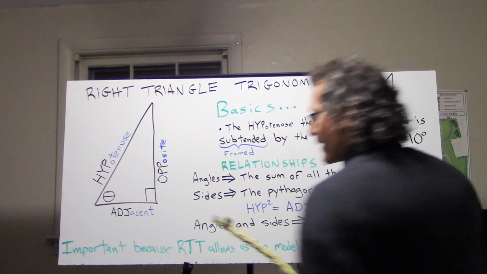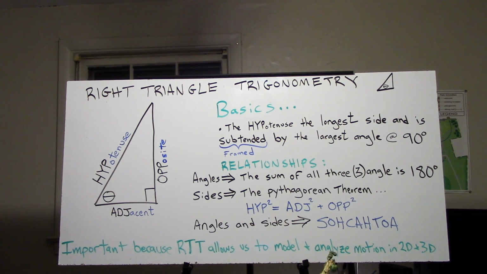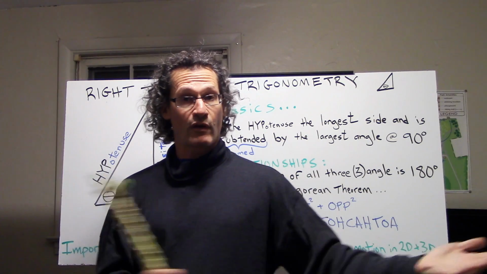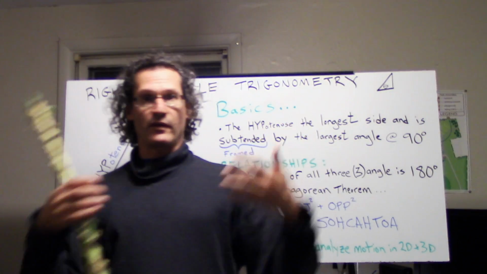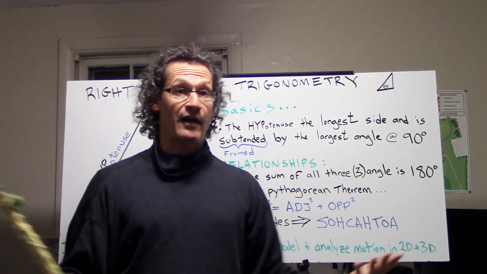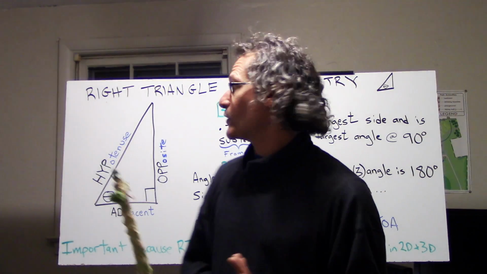All right, now why is this important? It's important because right triangle trigonometry allows us to model and analyze motion in 2D and 3D. So far, all we've done is motion along a line, okay? Basically like a number line, positive side, negative side. We can go maybe north and south, but so far we haven't incorporated east and west. Can we go northeast now? Absolutely. We can do that because of right triangle trigonometry.